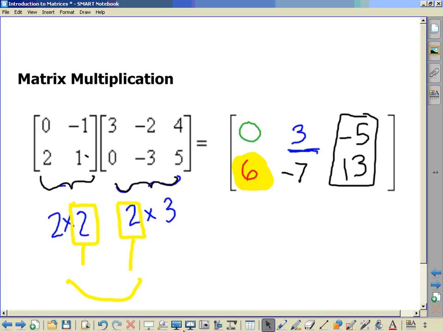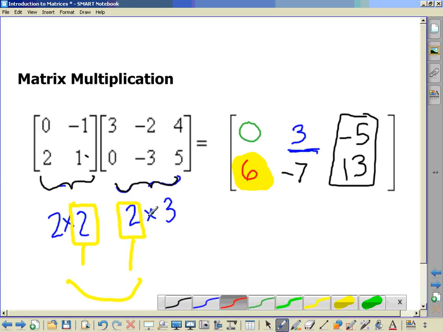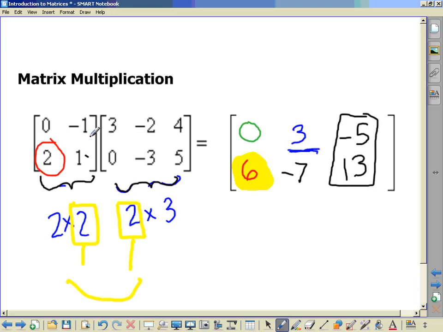And here's how I got that. I took the 2 from row 2, and I multiplied by the 4 from column 3. That makes 8. Then I took the 1 from row 2, and I multiplied by the 5 from column 3. 2 times 4 is 8. 1 times 5 is 5. 8 plus 5, 13. So row 2 with column 3 produces the element in row 2, column 3.